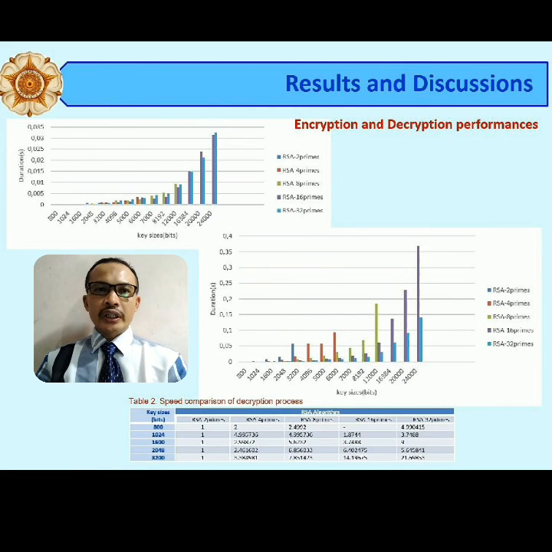In encryption and decryption performance, we can look at the graph. It also expands the cases of our algorithm, and especially in decryption performance, we can see that with multi-prime numbers we can speed up our decryption processing in various cases of our improved algorithm.